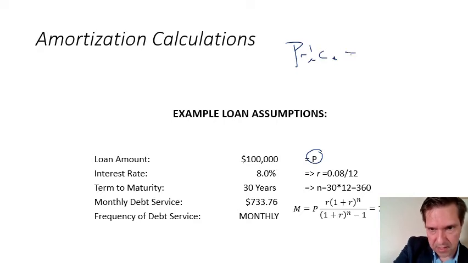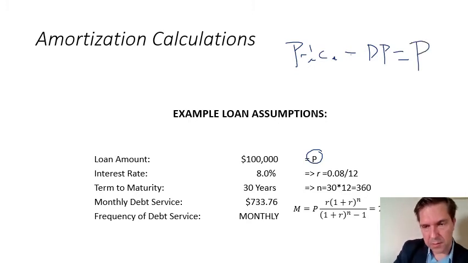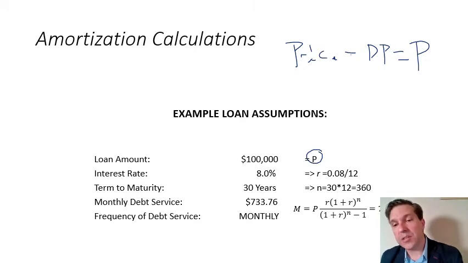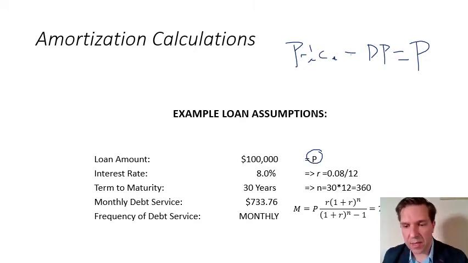Price minus the down payment is going to be your principal. Okay, so if the home was $120,000 and I put down a $20,000 payment, then my principal will be $100,000.